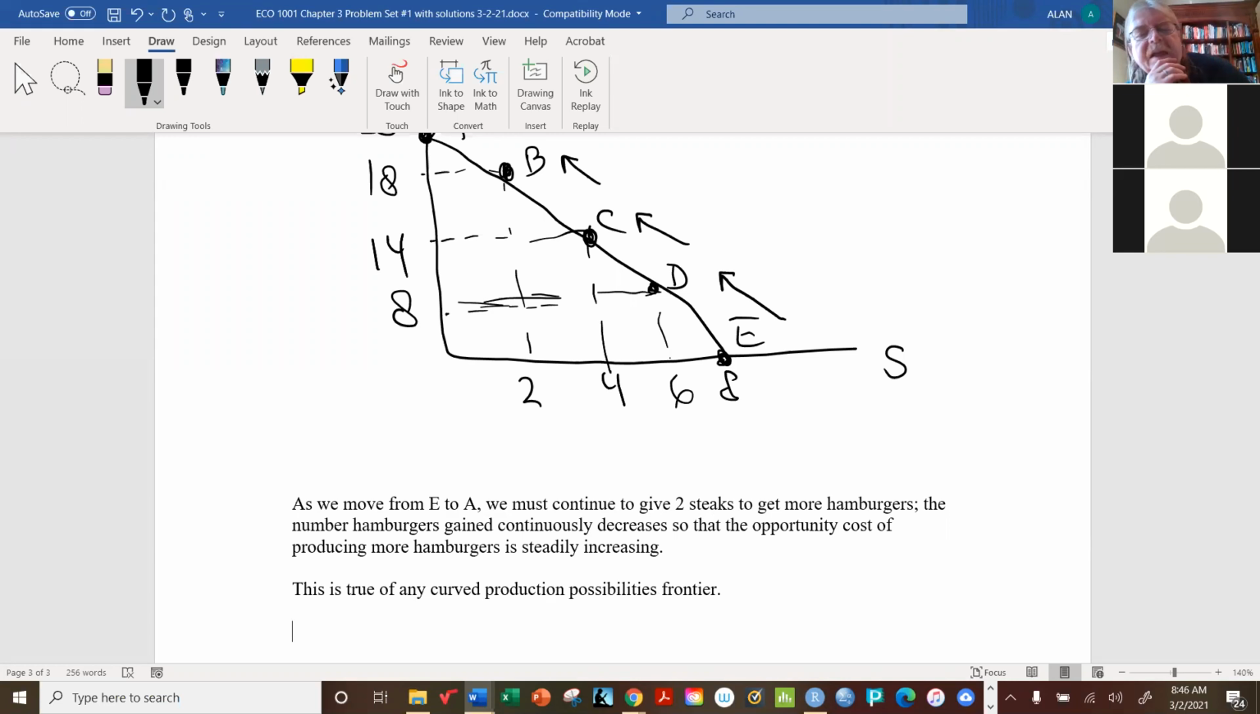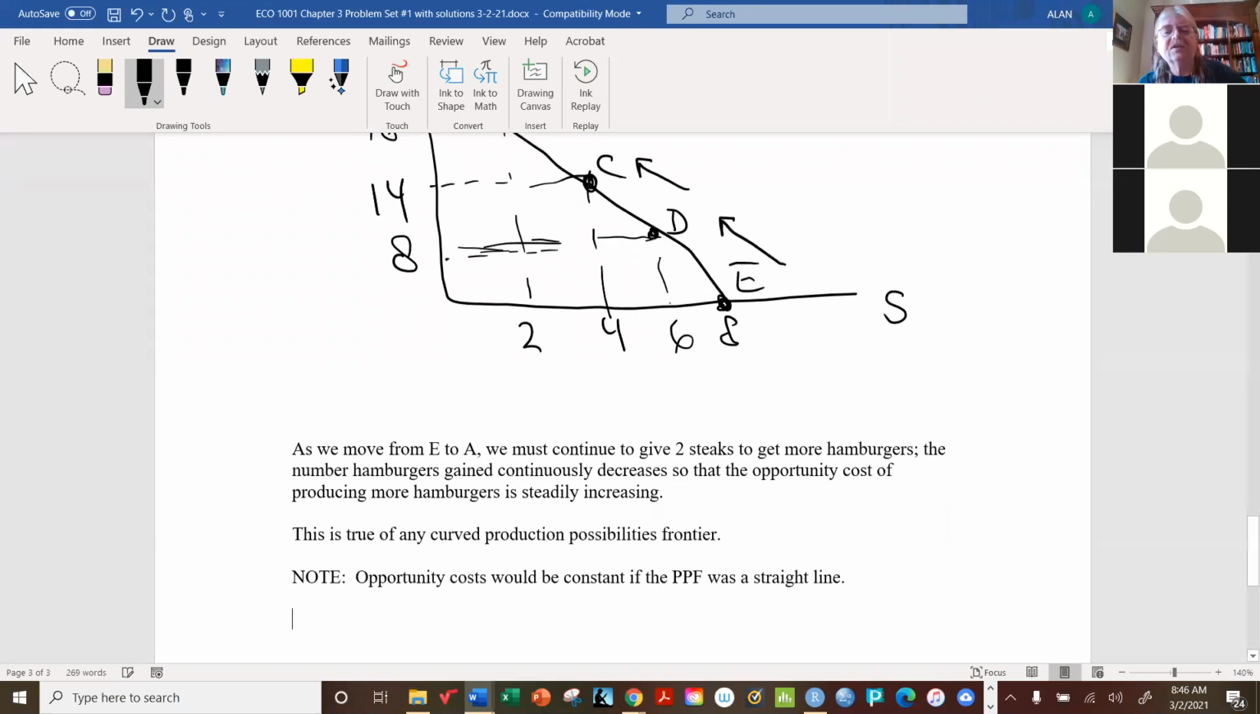You may recall we mentioned earlier on in this chapter, and I'll just put a note here. Opportunity costs would be constant if the PPF was a straight line. And we haven't actually seen too many cases of that, because in practice, these PPF curves typically are curved, because opportunity costs tend to increase in the real world.